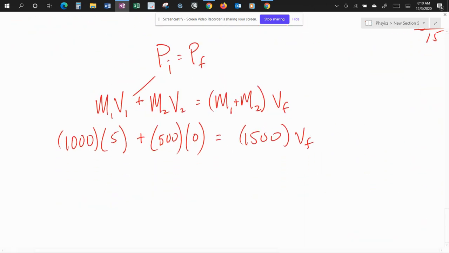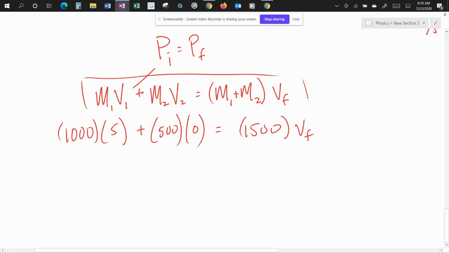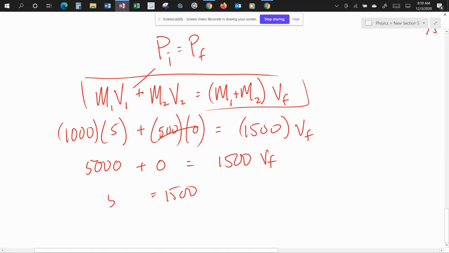So if you were to take this equation and write it down, this is the equation we're going to use anytime two objects stick together. So this ends up being 5,000 plus this is 0. Don't make the mistake of saying, oh, okay, 500 goes here and then 0, and so it's plus 500. No, this cancels out because it multiplies to be 0. So this is 0 equals 1,500 times VF. So I end up with, again, 1,500, 5,000 here, and then VF here. And again, if I do my math out, I get 3.33.